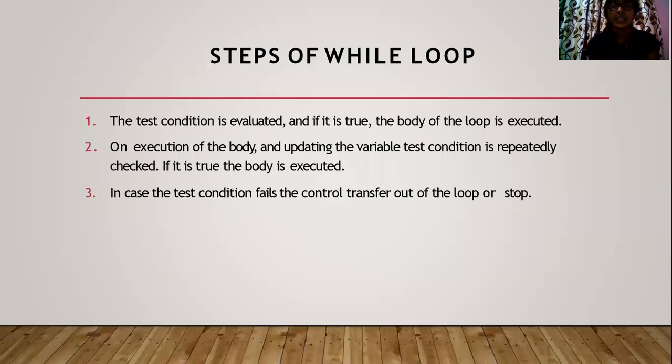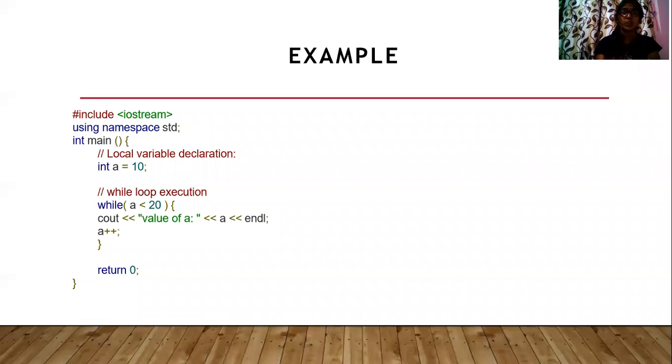Once the body is executed and the variable is updated, the test condition is checked repeatedly. If it is true, the body is executed. While using the while loop, only if the condition is true will the program execute. In case the test condition fails, the control transfers out of the loop. If the condition is false, then the code goes out of the loop.